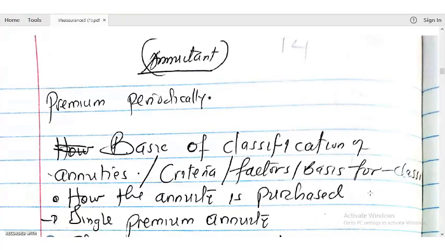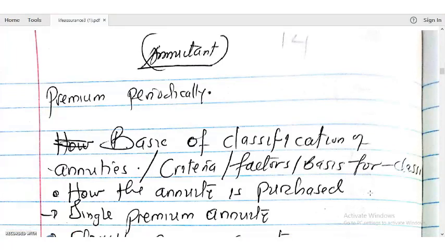Basic classification of annuities. Basis of classifying annuities. Criteria or factors or basis for classifying life annuities. Unaweza kutumia baadhi ya criteria. How the annuity is purchased is one among the criteria to know the classes of life annuity. Single premium annuity. So how the annuity is purchased.